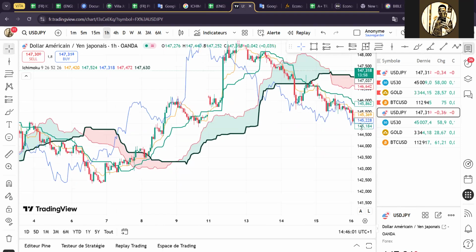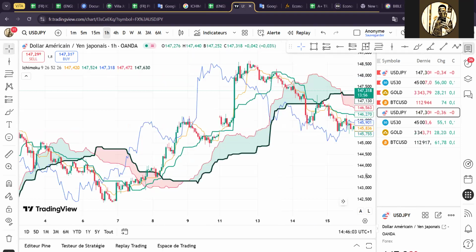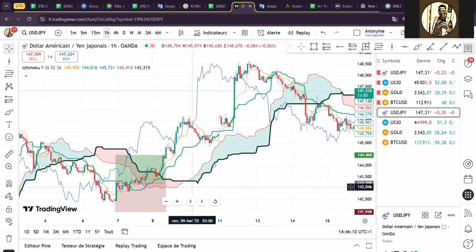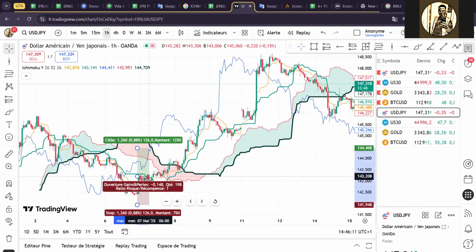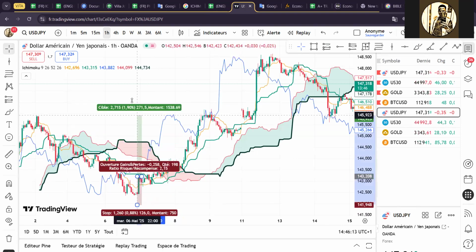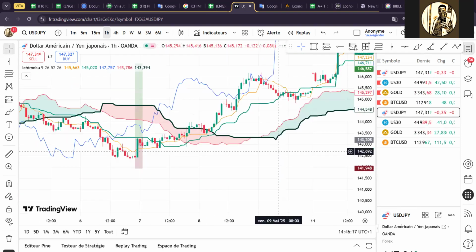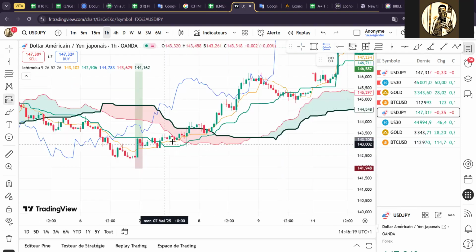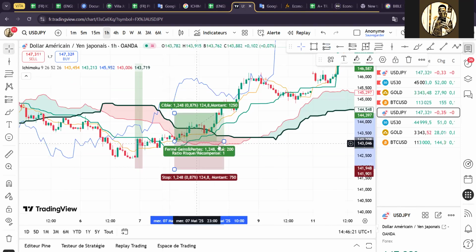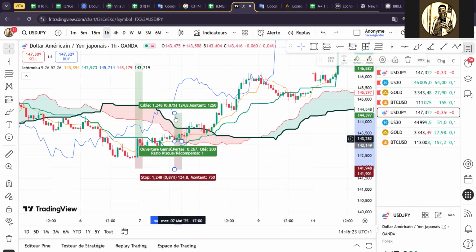Let us do all of the stages first, to have a sort of summary. We started here with the dawn candle, right? This is the dawn candle. Then after that, we have a TK cross below the cloud for the next phase, and then we can enter just at this level.